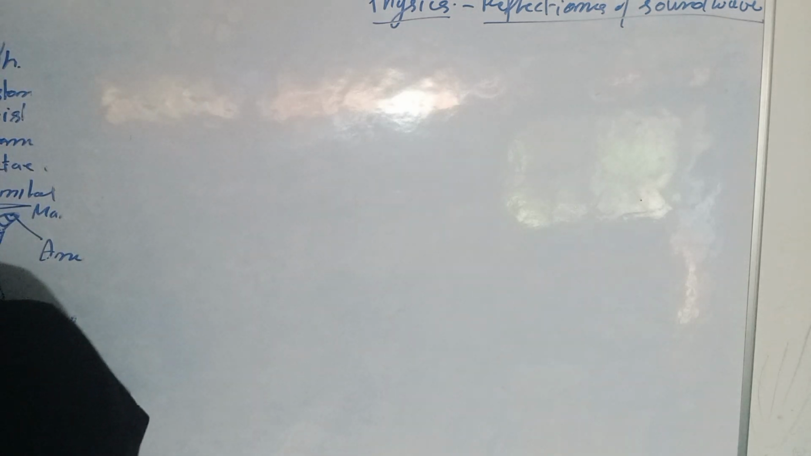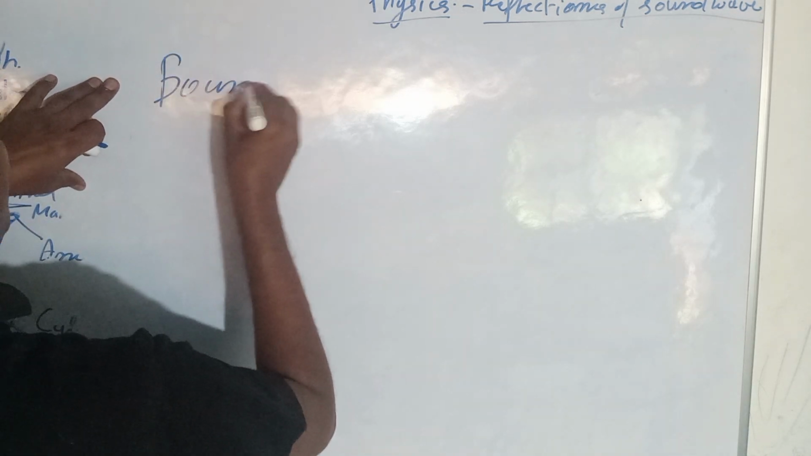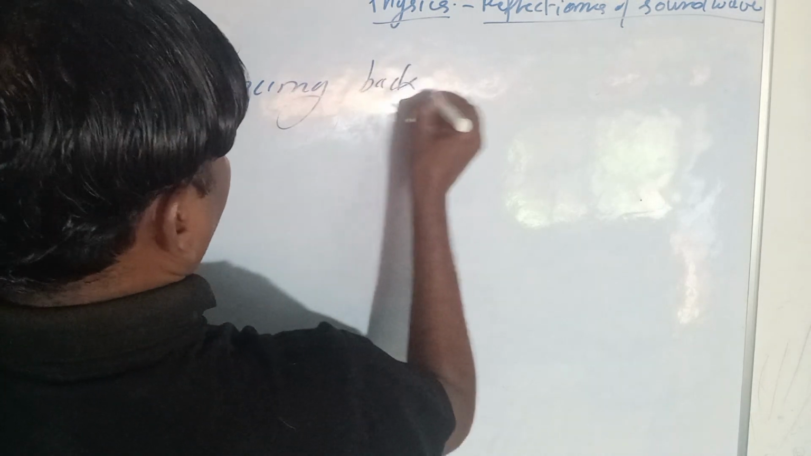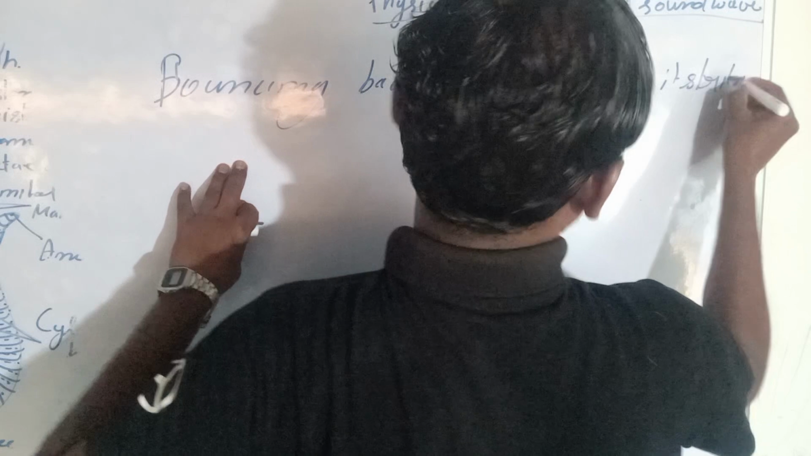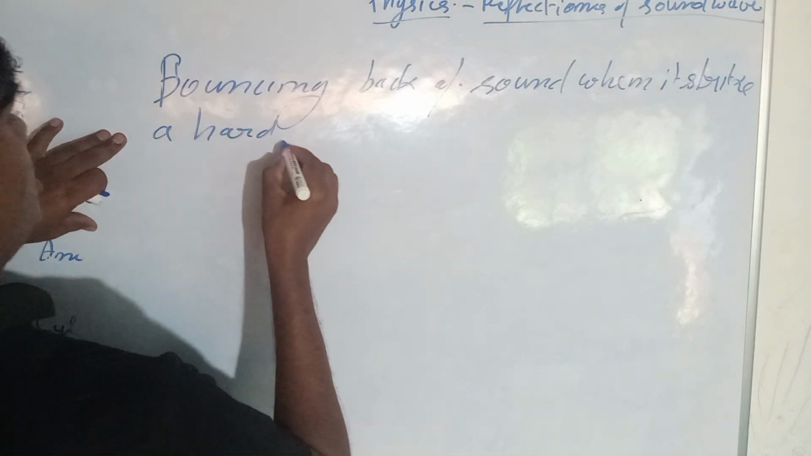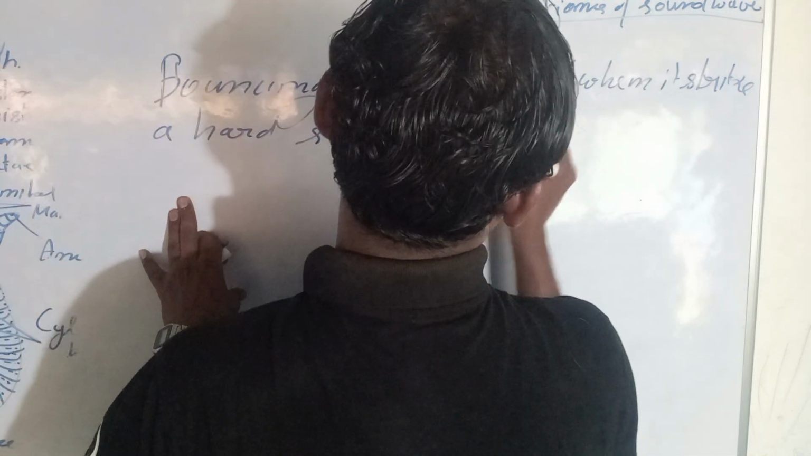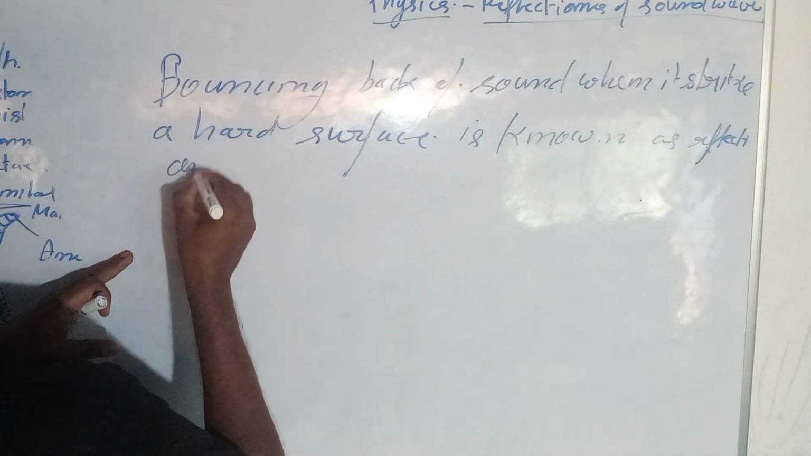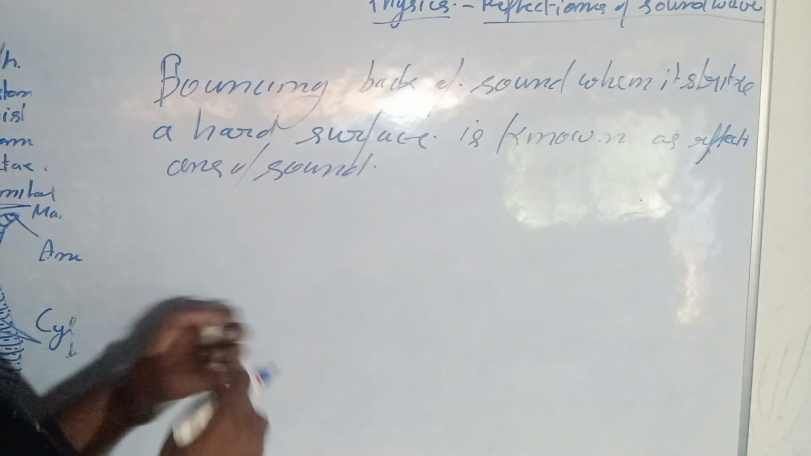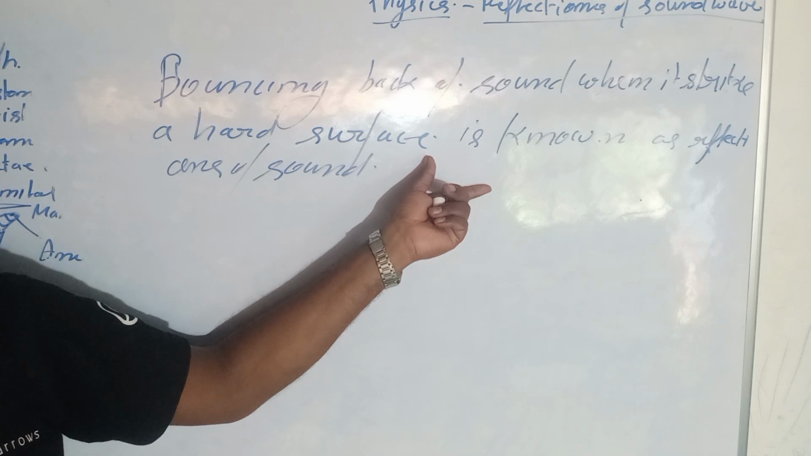So what is reflection? First of all, we will define reflection. The bouncing back of sound when it strikes a hard surface is known as the reflection of sound, just like the bouncing back of light from a hard surface.